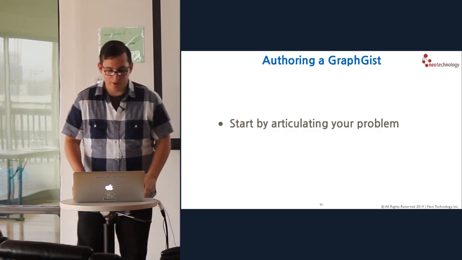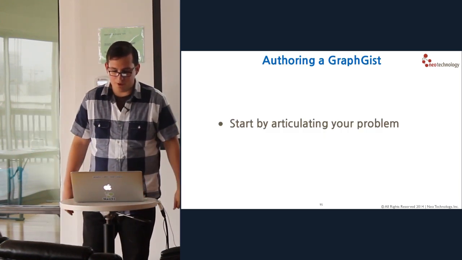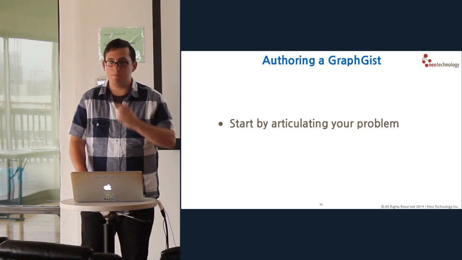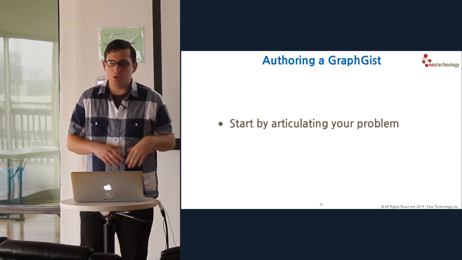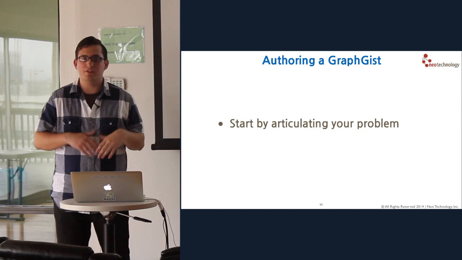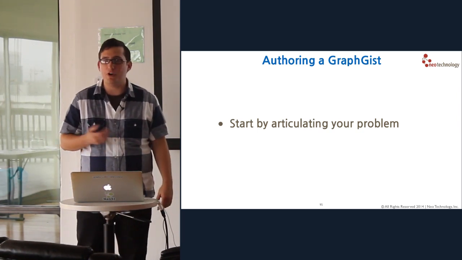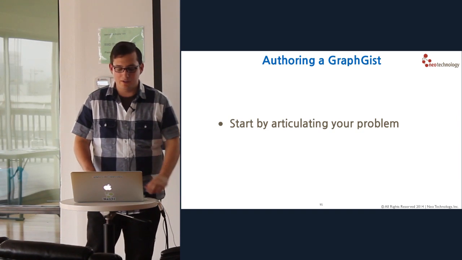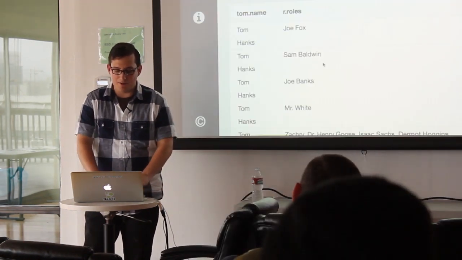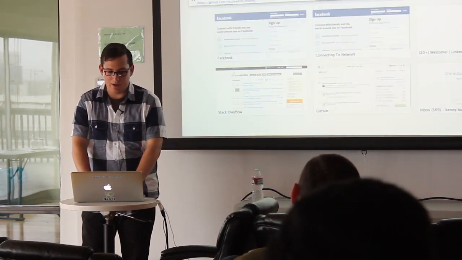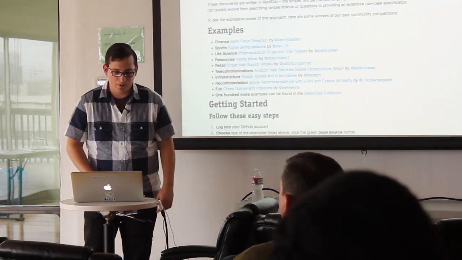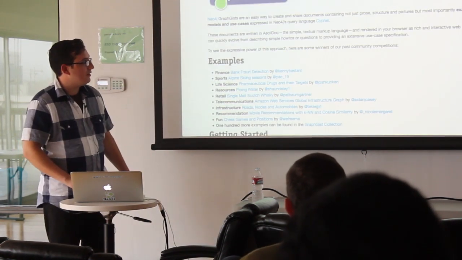So what about authoring a graph gist? First, you want to start by articulating your problem. So you look at your domain, you look at your use case, you articulate it. You probably have already articulated it many times, so it should be fairly easy for you to articulate that in an actual kind of blog post format. So I'm going to go ahead and pull up our graph gist project page.